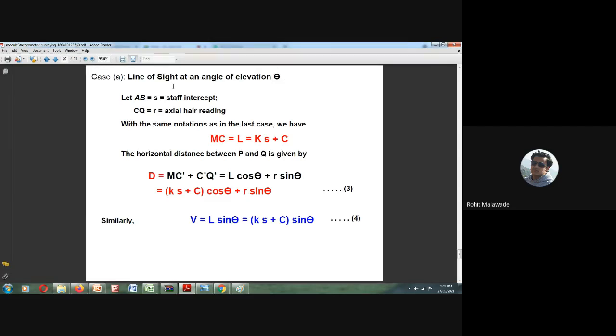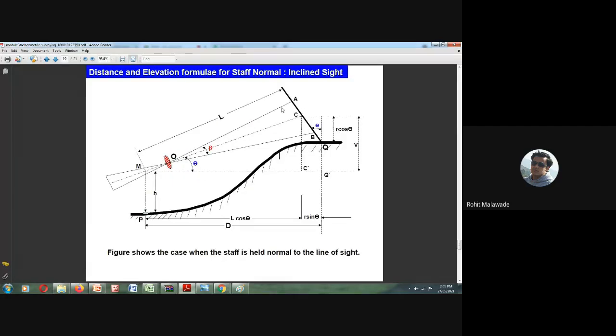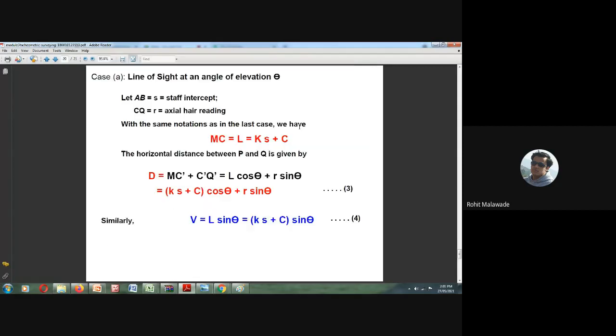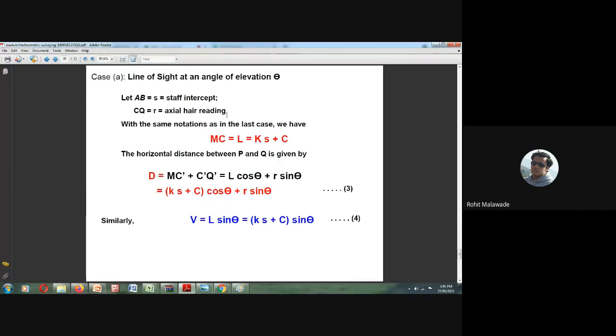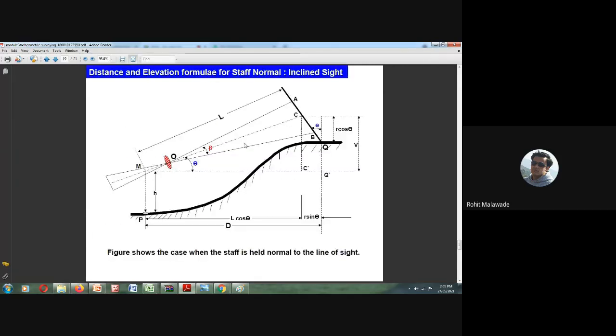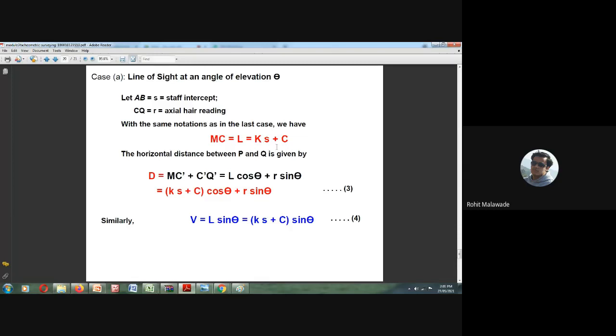Here S is the staff intercept, which we already know; S is nothing but AB. Then CQ is the axial reading, the radial reading. Now with the same notations as in the last case, L is equal to Ks plus C; this is the inclined line of sight.